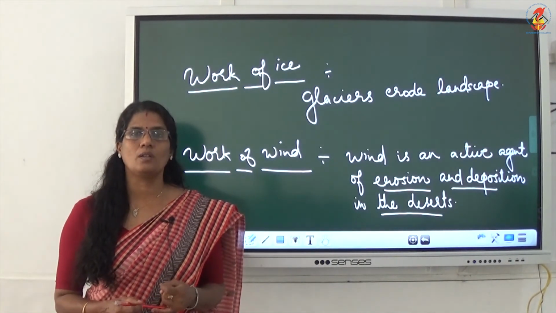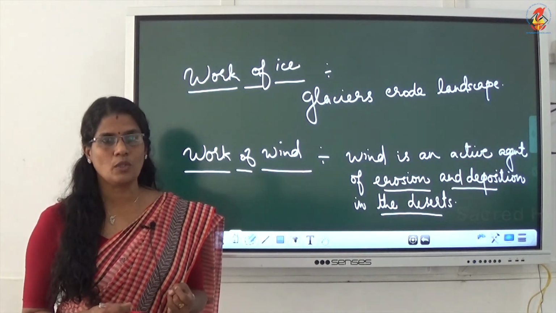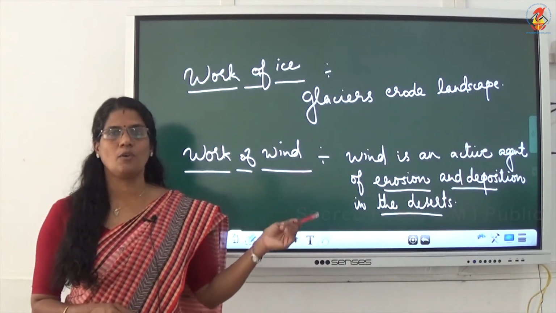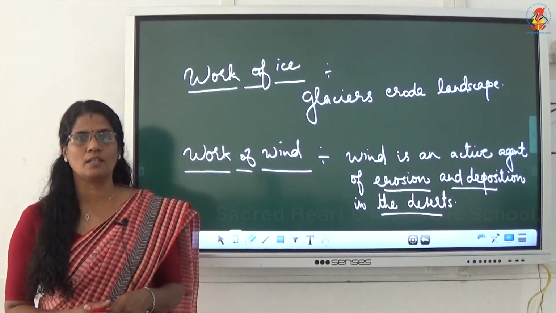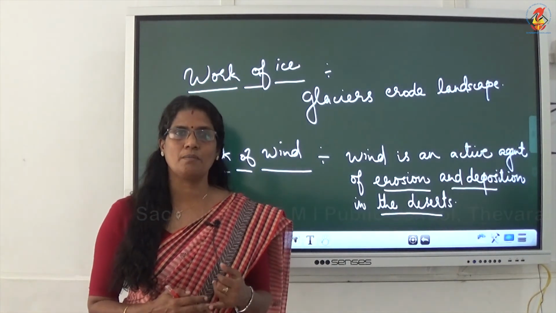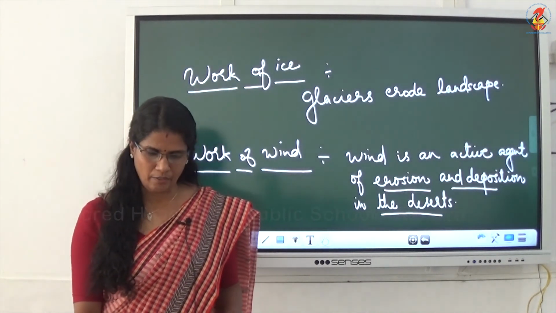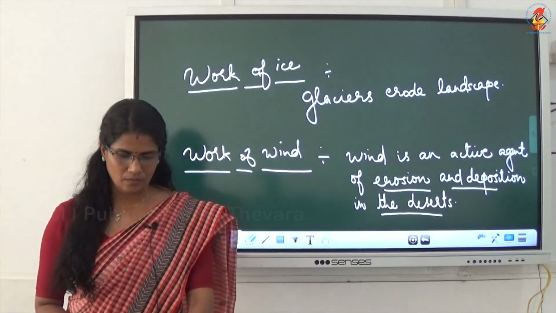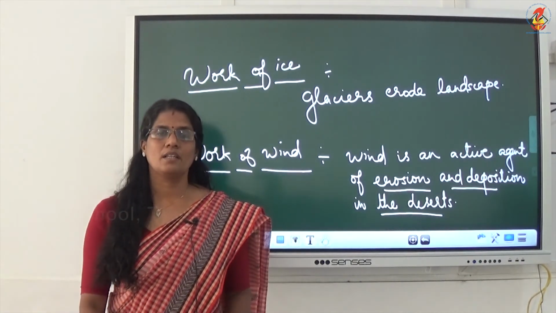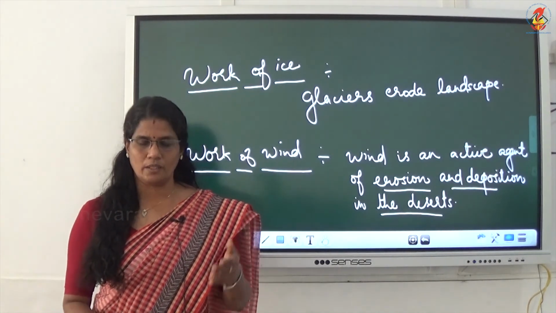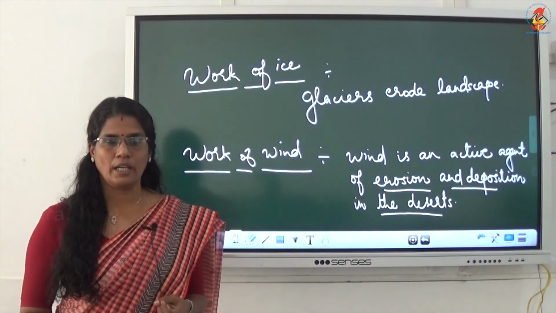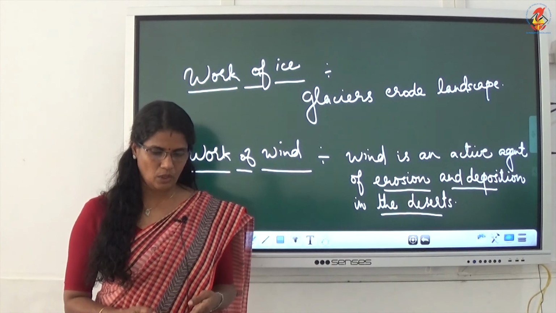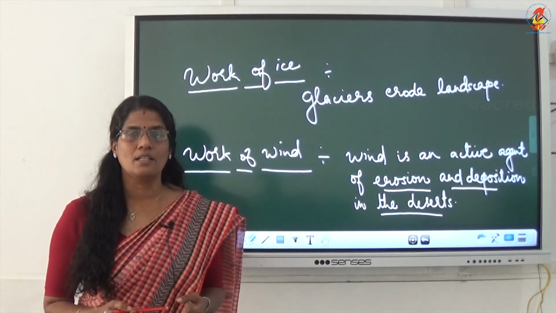Mainly, in the first part we studied two forces. First is endogenic force and second one is exogenic force. For exogenic forces, we know erosion and deposition are the two main factors. Erosion means the wearing away of landscape, and breaking of rock is known as weathering. Now, work of a river, you have to study all the important points: meander, oxbow lake, levees, and floodplain. And work of sea waves, you have to study sea caves, arches and stacks.